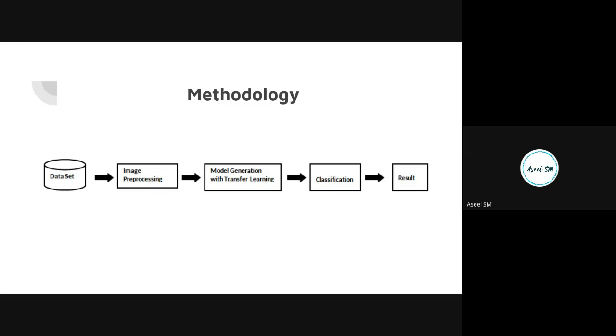So this is the block diagram for the methodology that I adopted to generate my model that can extract the features. So first we take the data set, after that we'll be doing the image pre-processing. Next we'll be generating the model with the help of transfer learning, and we'll be doing the classification, and we'll be doing the result analysis. In the further slides, we'll be going through each of them.